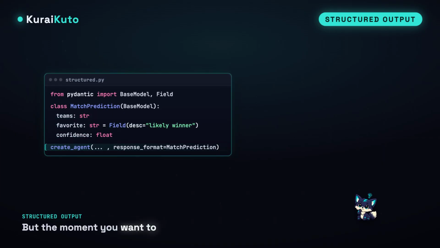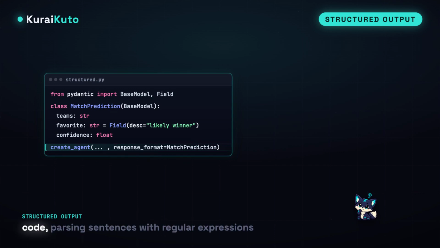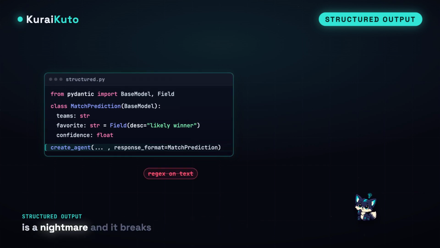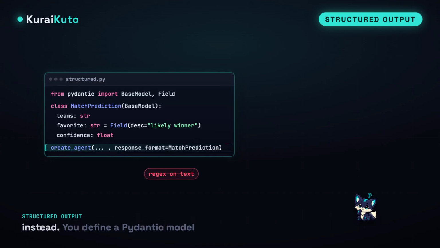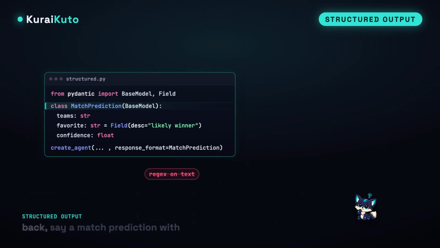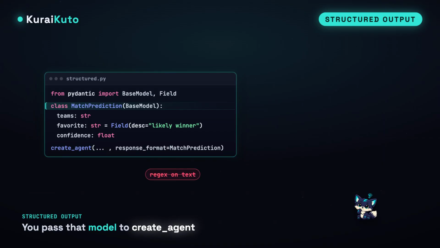Free-flowing text is fine when a human is reading the reply. But the moment you want to use the agent's output inside real code, parsing sentences with regular expressions is a nightmare and it breaks constantly. So we ask for structure instead. You define a Pydantic model describing the exact shape you want back, say a match prediction with the two teams, a favorite, and a confidence number. You pass that model to create_agent as the response_format.